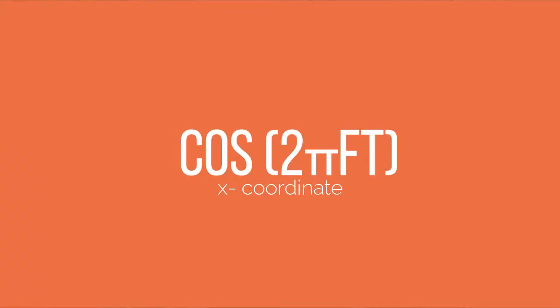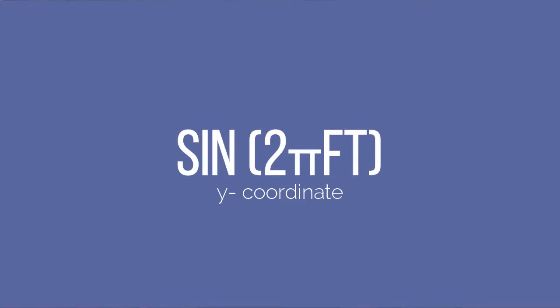From there, we can represent the x-coordinate of the position at any future time with the formula cosine 2 pi times frequency times time. On the other hand, the formula sine 2 pi times frequency times time is the y-coordinate of the position at a future time, which is the x-coordinate phase shifted by a quarter of a cycle. And that's how we manipulate a solenoid.